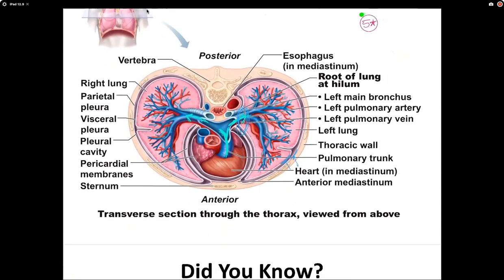A 5 stars diagram is showing the transverse section of the chest cavity along with the internal thoracic organs, the heart and lungs, along with the main vessels. Highly important. Every single marking on here is highly important for us to be able to identify.